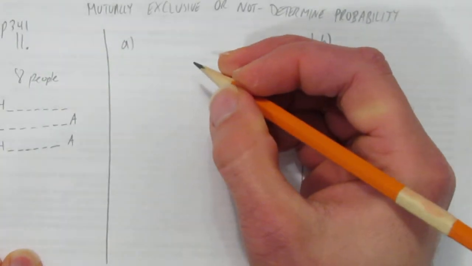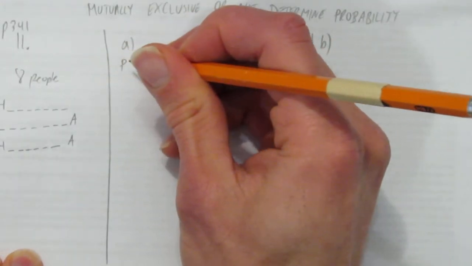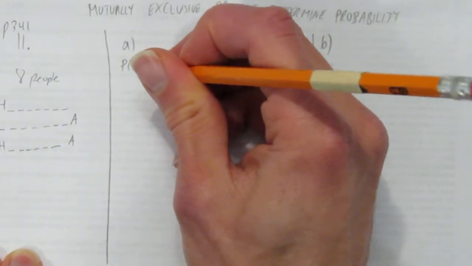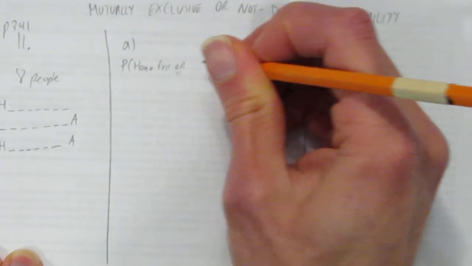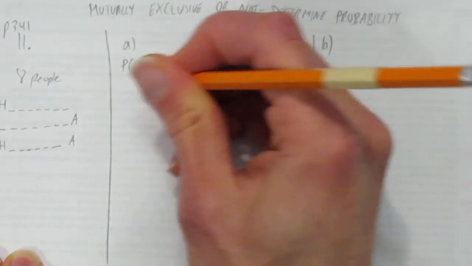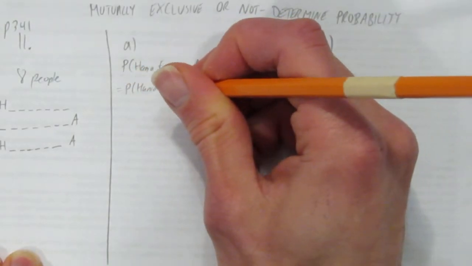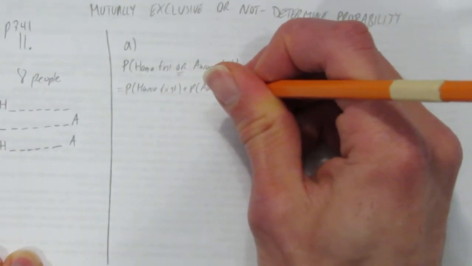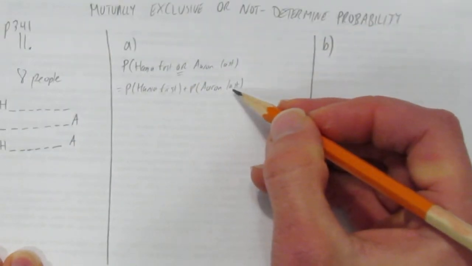Why? Because we want to calculate, the question asked, the probability that either Hania will be first or Aaron will be last. So the probability of Hania first, or, I'm going to underline it so I don't forget, or Aaron last. Well, that's just the probability that Hania is first, plus the probability that Aaron is last. So we just add those probabilities together. What's the probability Hania is first? What's the probability Aaron is last?